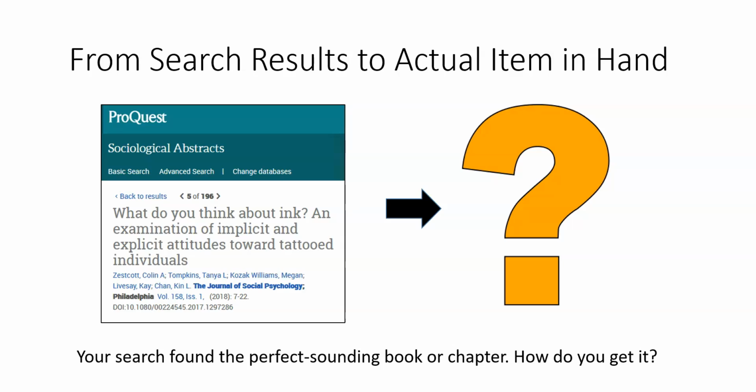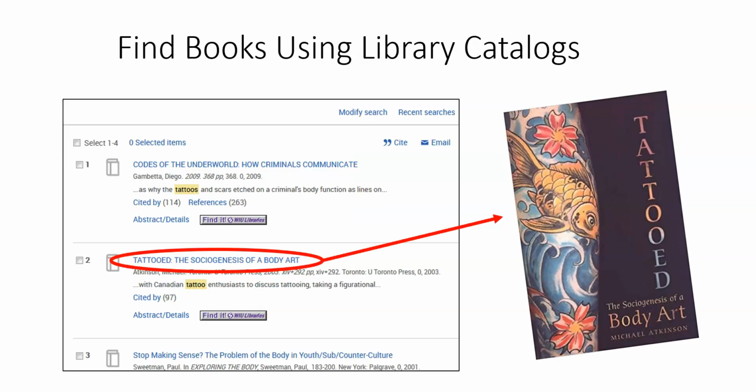When you search a database and find something perfect, how do you get your hands on the actual text? This video uses one example database, Sociological Abstracts, but the underlying steps of the process apply to many other databases you may search. You may have experience finding journal articles, but books and chapters are different. Although the Find It at WIU Libraries button or link may appear with them in results lists, it doesn't work for them. You need to use our library catalog instead.